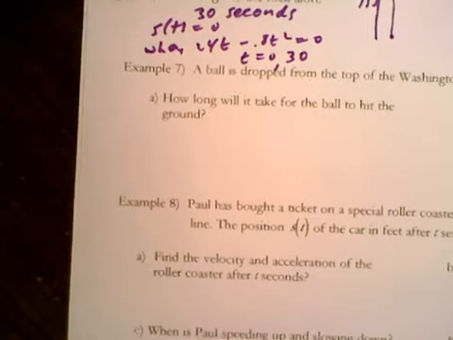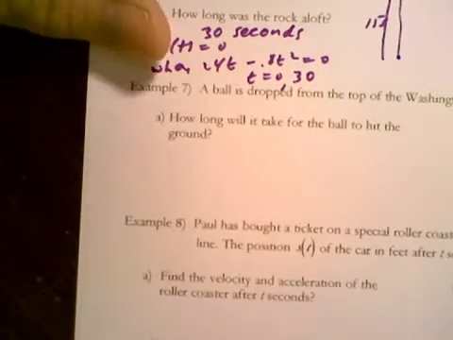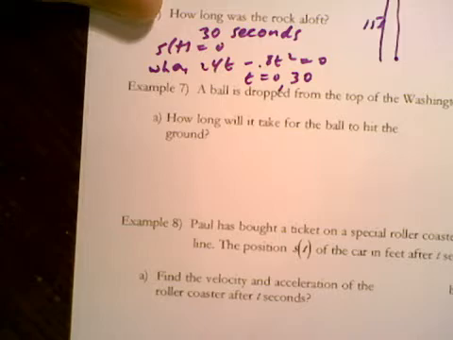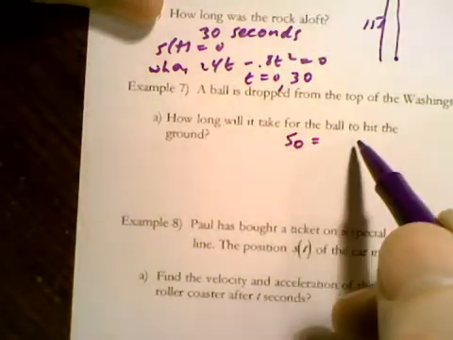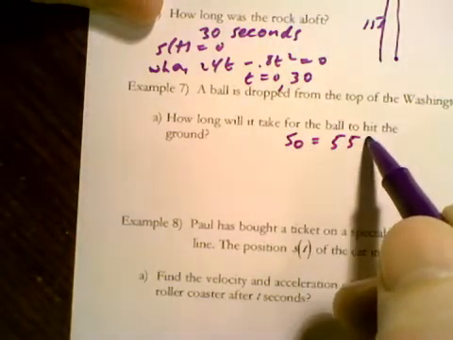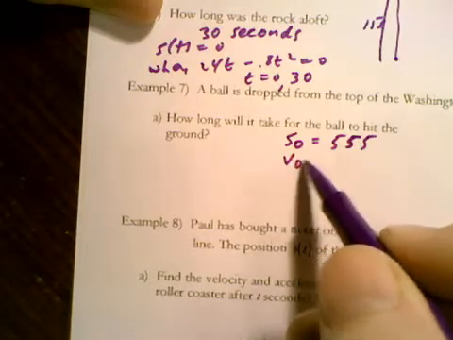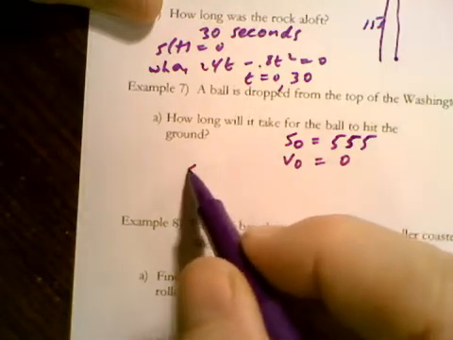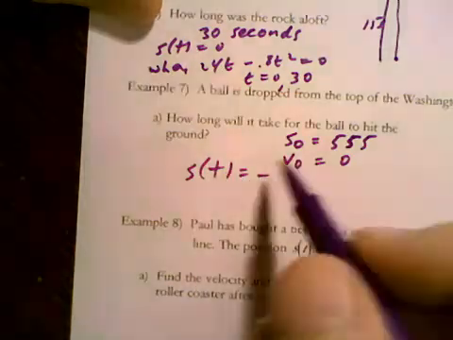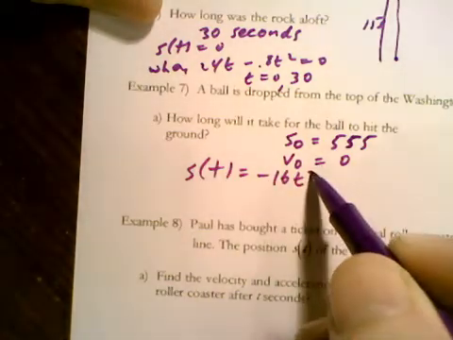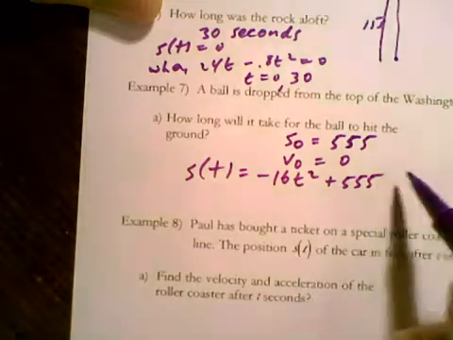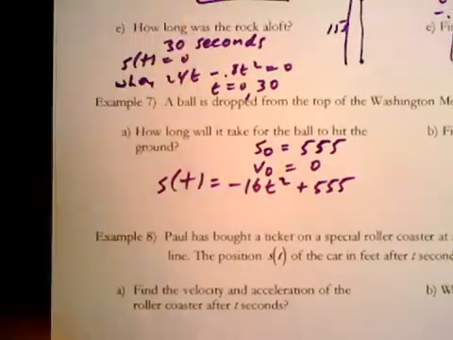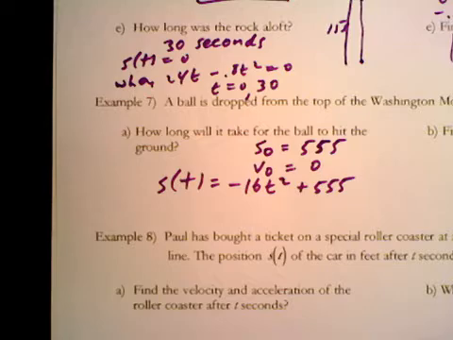A ball is dropped from the top of the Washington Monument, which is 555 feet high. How long will it take the ball to hit the ground? Well, the initial position is 555, and we have an initial velocity of 0. So the position in feet would be negative 16t squared plus 555. The only thing affecting the location of this ball would be gravity, because you just drop it right off the top of the Washington Monument.